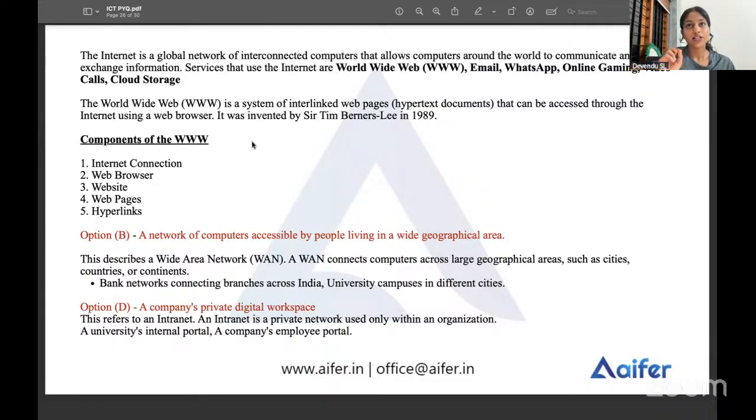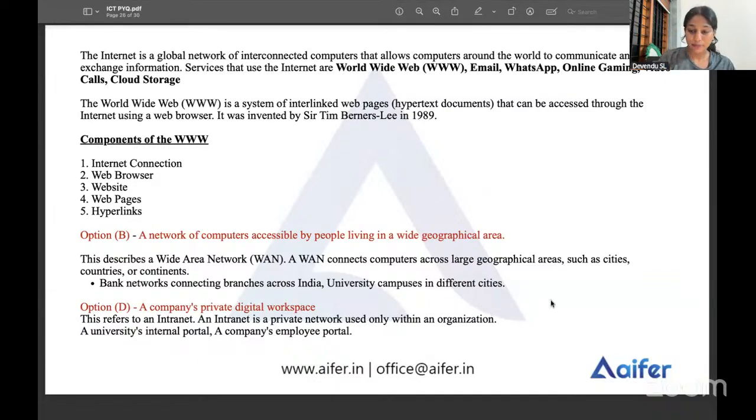So that's a website, and when we enter into that website, we have documents. We have a particular page for certain contents, so that is a web page. And if a web page has a link connecting to another web page or another website, it is called a hyperlink. So the components of the WWW are internet connection, web browser, website, web pages, and hyperlinks.